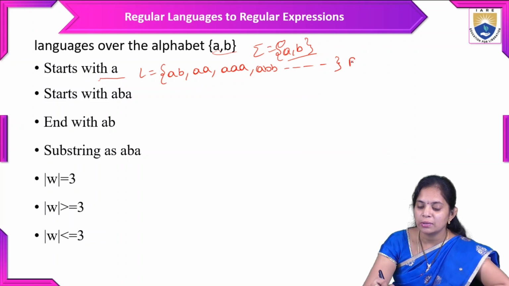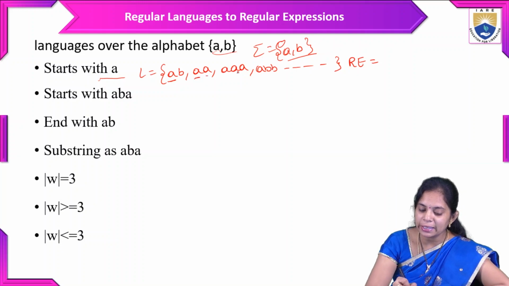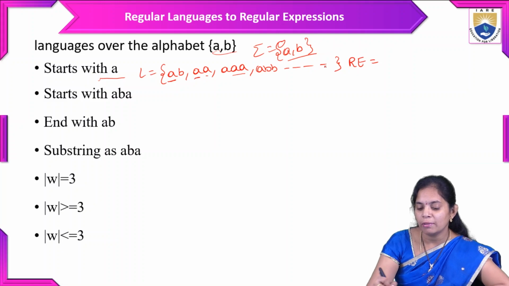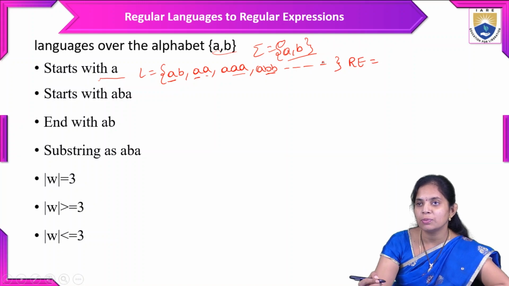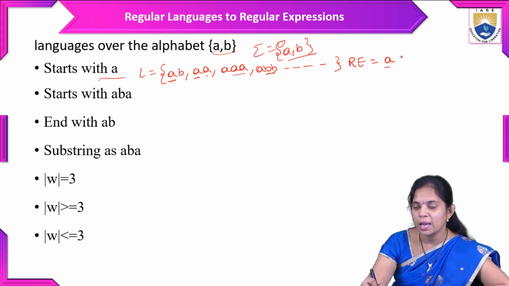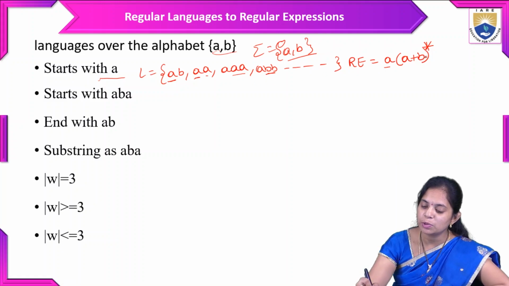And for this language, what is the regular expression? The string must start with A, and there is no condition on the ending, so it can continue with either A or B. And also we have iteration here, A, B, like that. So that kind of language we will represent as a regular expression A, the string starting with A and ending with either A or B, multiple times, that is iteration. There is also a possibility of epsilon here.